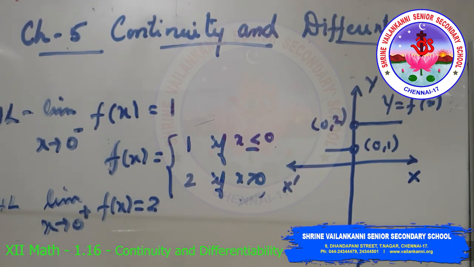The right hand and left hand limits are different. We say that the limit of f of x as x tends to 0 does not exist, even though the function is defined at 0.